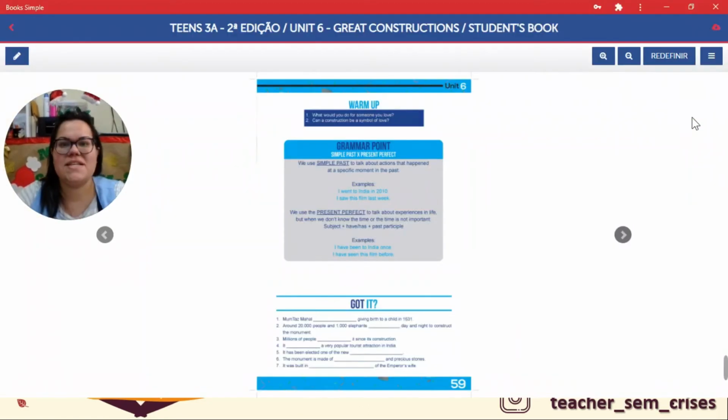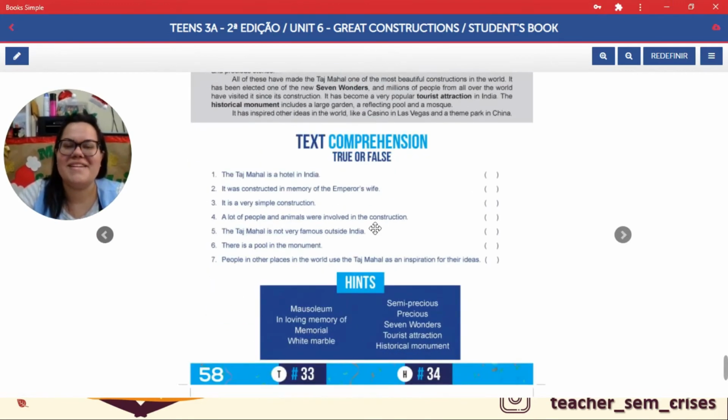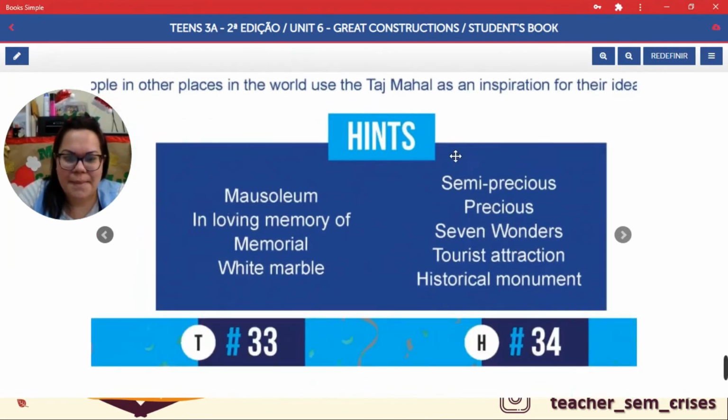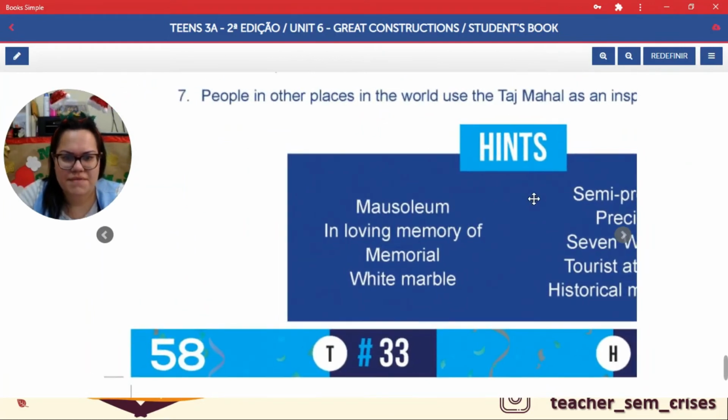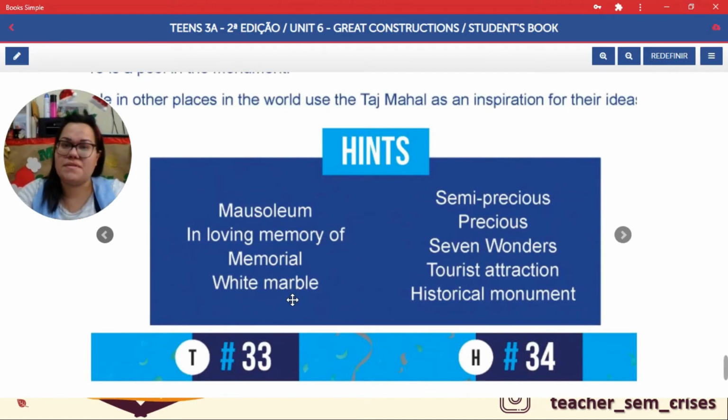Now, guys, let's do the deal here. I'm gonna check with you the text. Dialogue, no. I always say dialogue, but here the text. Page 58. Here, guys. We're gonna see some words involving the Taj Mahal, okay? The first one here is mausoleum. Mausoléu, okay? Mausoleum. In loving memory of. Na memória de alguém, ok?